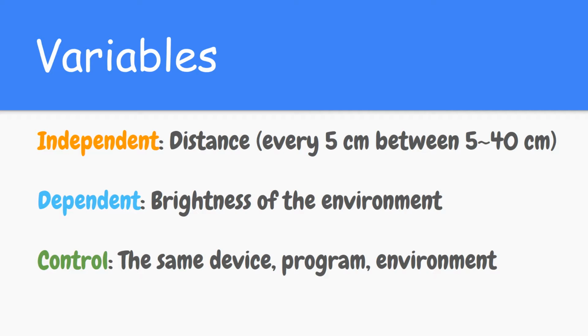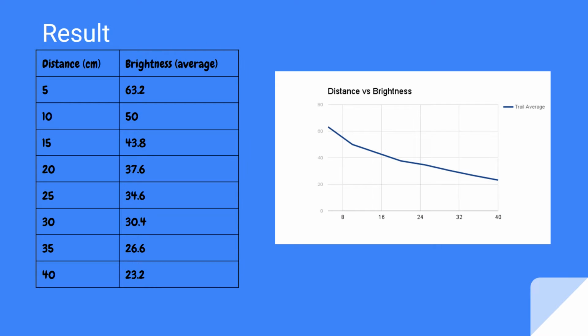We also use the program to change the color of the light every 10 cm to make our data more accurate. This is our variable. In this experiment, our independent variable is distance, the dependent variable is brightness, and the control variables are the same device, programs, and environment.